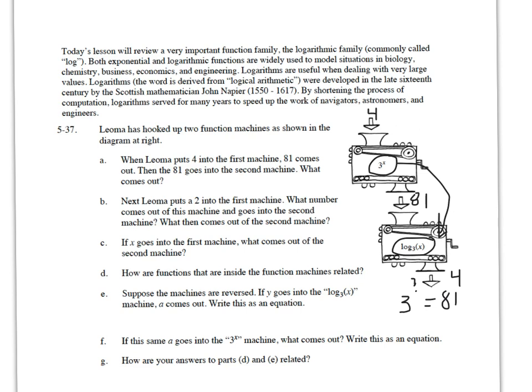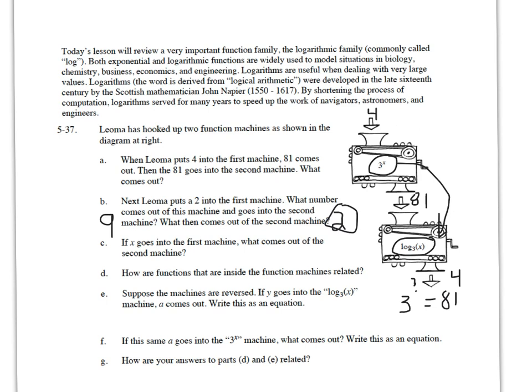These functions are inverses of each other. One will undo the other. Next, Leoma puts 2 into the first function machine. What number comes out? Well, if you take 3 squared, 9 is going to come out. Then what comes out of the second function? Well, it undoes 3 squared. It's really asking, again, 3 to what power is equal to 9? And that happens to be 2.